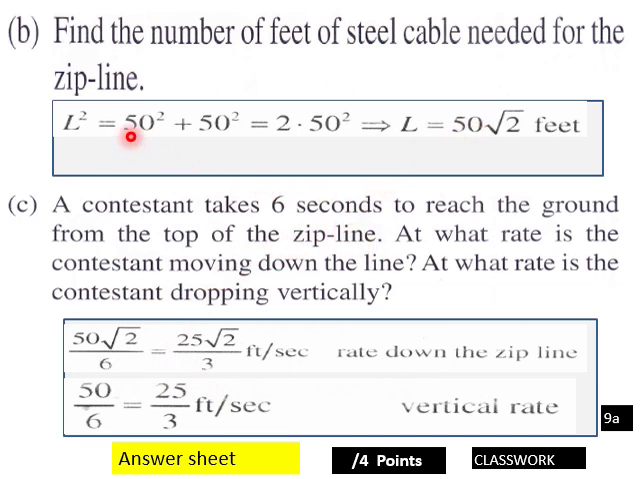See, 50 feet up here is the total drop is 50 feet. And then the length up here is this amount here. But the vertical drop is 50 feet. And it takes 6 seconds to go 50 feet. So it'd be 25 over 3 feet per second.